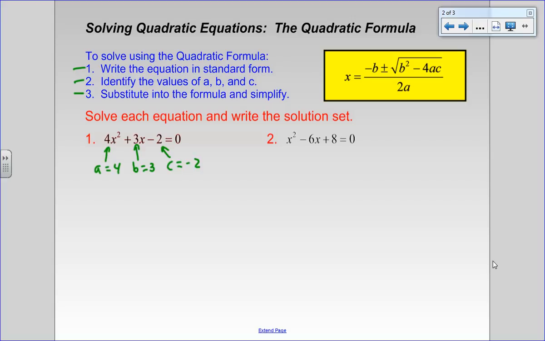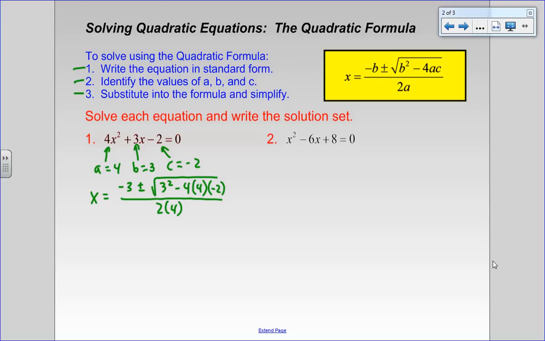Substituting these values into the quadratic formula, which is shown in the yellow box on the slide, we have x equals negative 3 plus or minus the square root of 3 squared minus 4 times 4 times negative 2, all over 2 times 4.